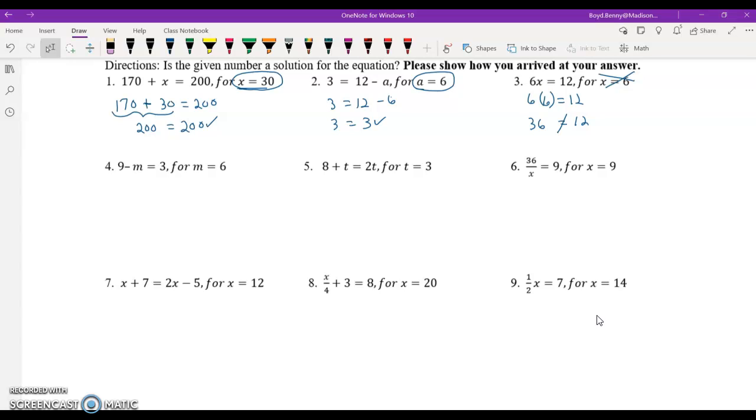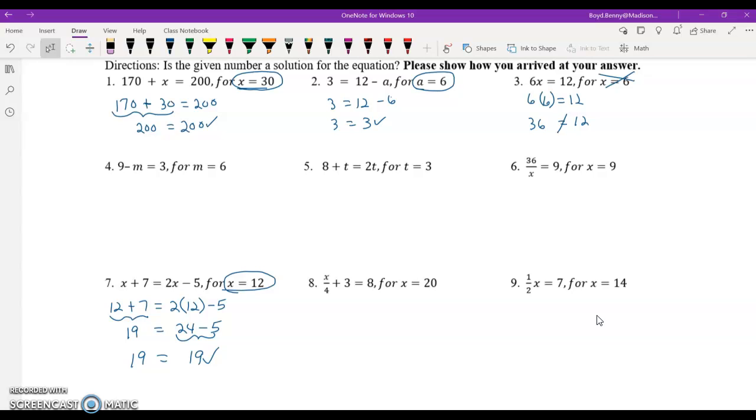All right, so number 7, I'm going to replace the x with 12 everywhere there's an x. Let's see, 12 plus 7 would give me 19. 2 times 12 is 24 minus 5. Well, let me go ahead and finish simplifying this. 24 minus 5 is 19. And since 19 does in fact equal 19, x equals 12 is the solution.